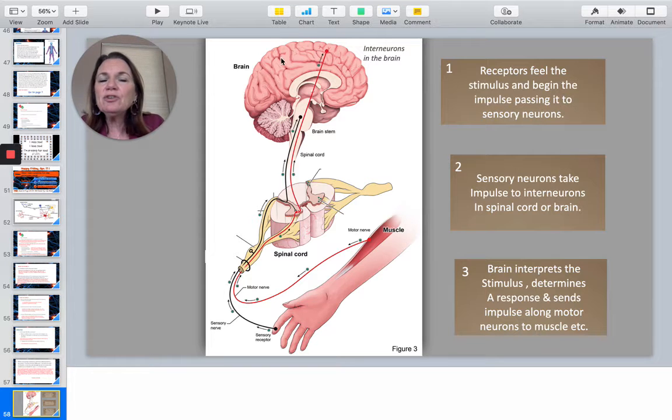You have interneurons in your brain, and your brain is going to analyze whether that was 1 or 2 points. Your brain is going to decode it, decide on a response. Those interneurons are going to pass that new response message to the motor neurons that are going to travel to the muscle that is going to make a response, or in your case, to your mouth that is saying 1 or 2.